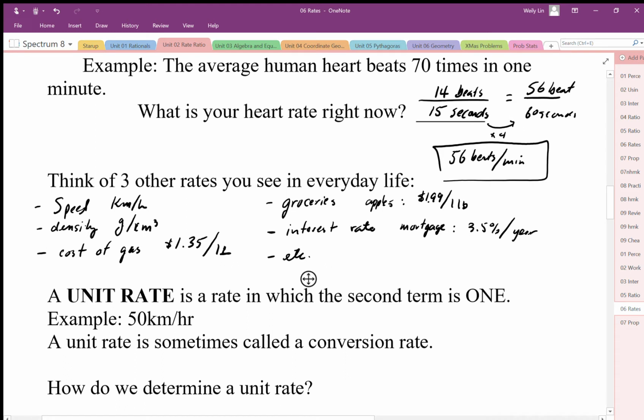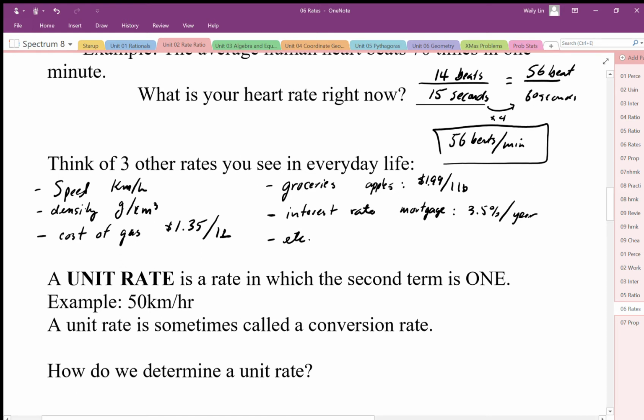The cost of gasoline. The other day when I was driving around, I saw the cost of gasoline as $1.35 per 1 liter. Groceries, when I buy apples, lots of times I see apples for $1.99 per 1 pound. So we're comparing dollars per pound. A mortgage rate is some percentage per year. So every year you're going to pay 3.5%.